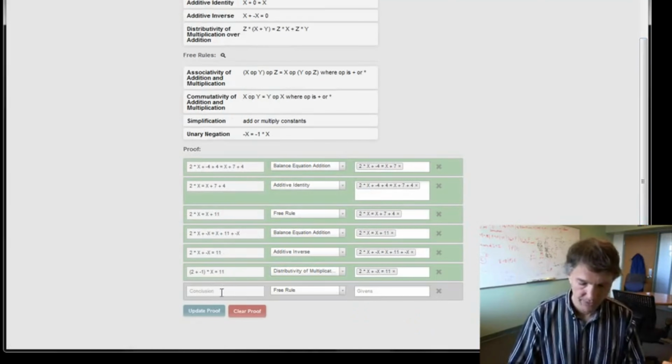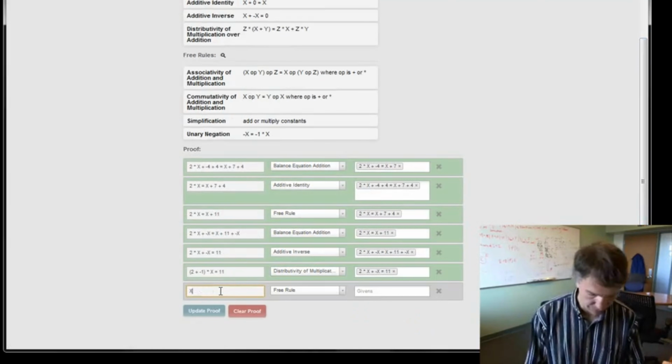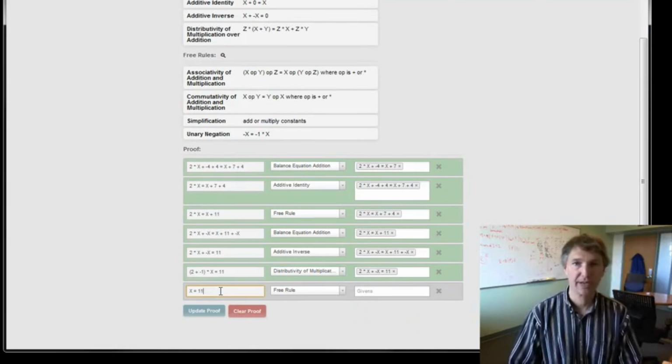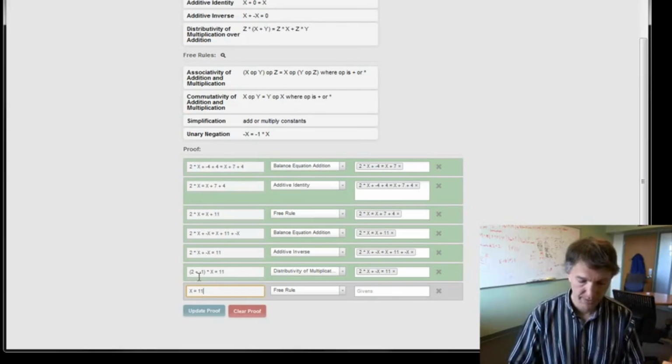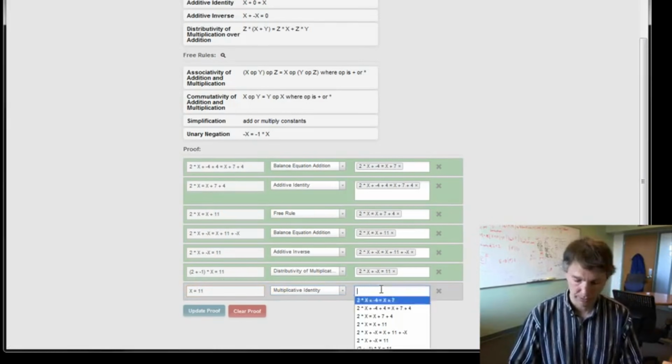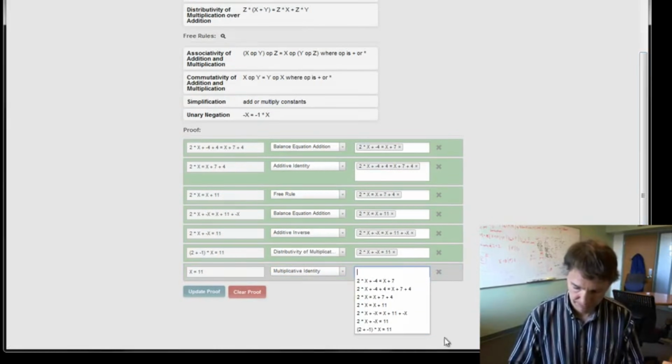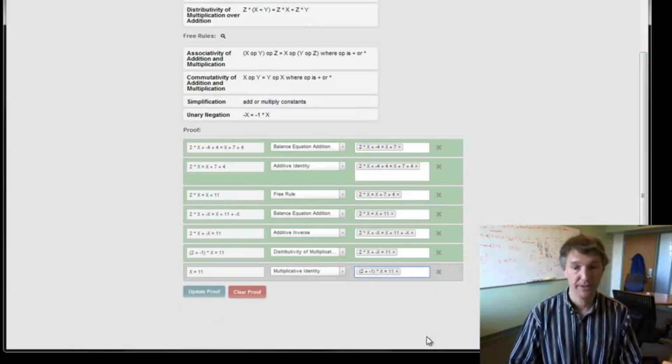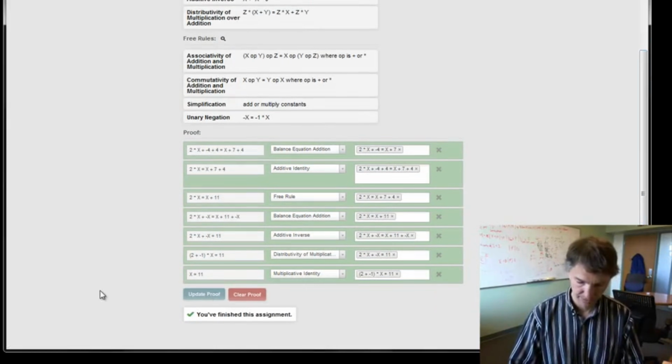Okay, and now we're just about there. So now I think in one step we can do the simplification. We can subtract 1 from 2 and get 1, and then we have 1 times x is equal to 11, and that's the multiplicative identity, which is a required rule for this particular exercise. Follows from the previous step, like all the previous steps, and now we're done. And now we've proven x equals 11. The system knows we have finished the assignment.